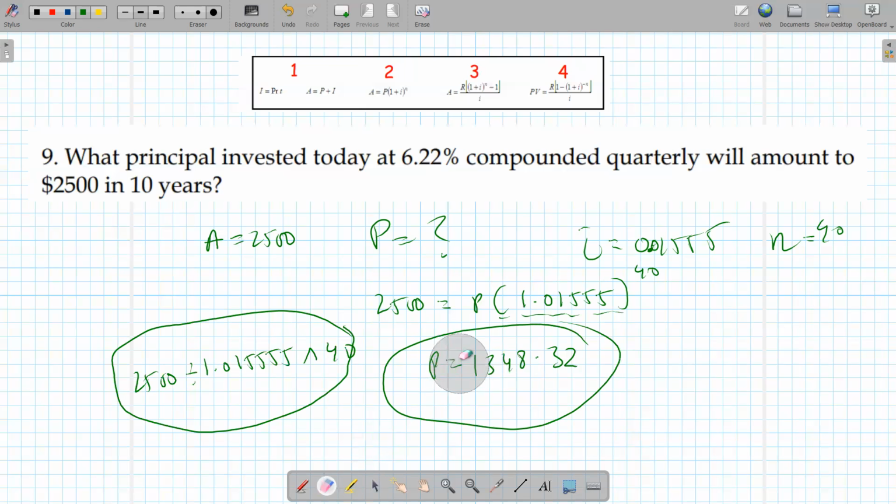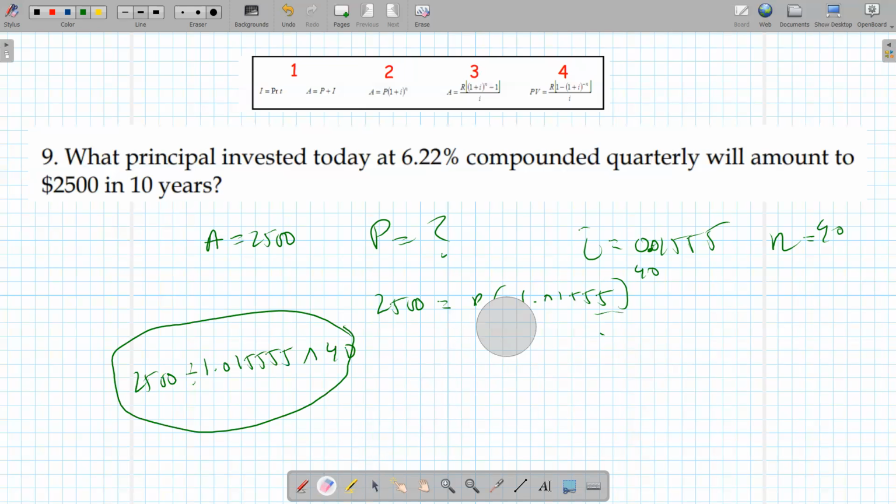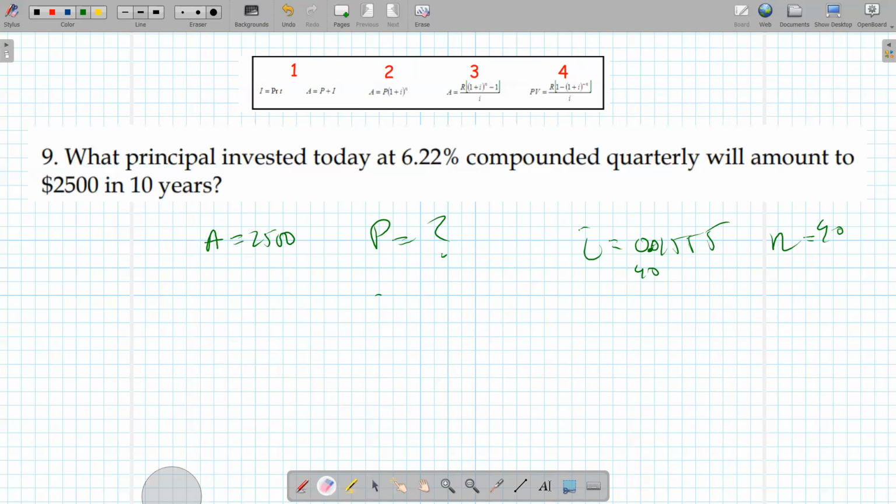Okay, advanced strategies. Here, we're going to try and find the exact answer, but you're going to have to bear with me here, okay? We know our interest rate is 0.0622, and we know it's being compounded quarterly. Do not convert this, all right? Do not convert this.